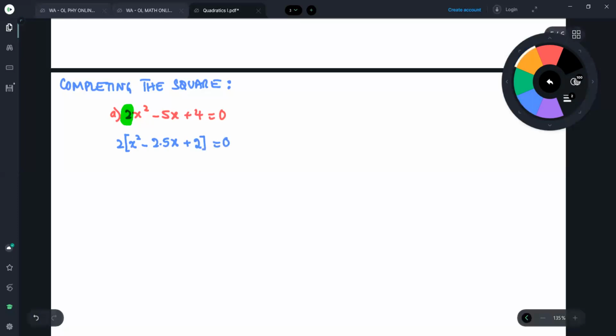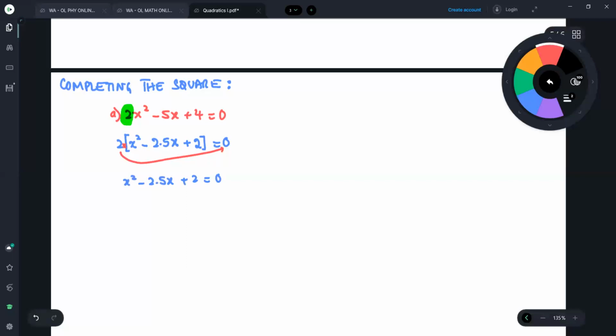Now you need to understand there is a multiplication sign between the number 2 and the bracket, yes or no? If you take it to that side, it's going to divide 0 and the answer would be 0. Can all of you do 0 divided by 2 on your calculators? Tell me the answer, please. 0. So my answer is x square minus 2.5x plus 2.